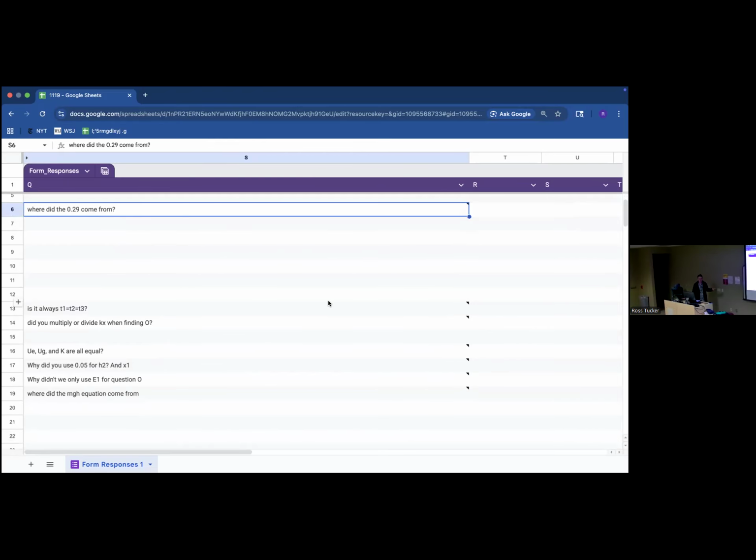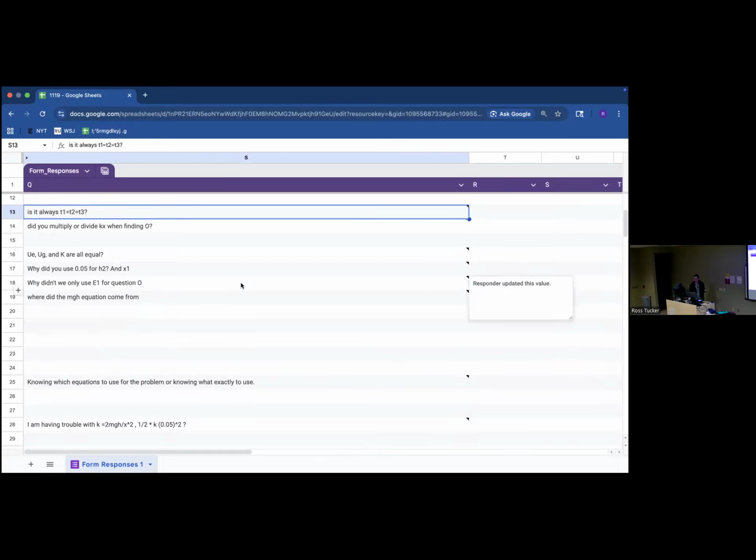Question 2, where did the 0.29 come from? Messy handwriting, sorry. You can deduce what that means because I wrote mgh equals the mass, 0.01 times 9.8, which I hope you know is g, times 0.25. What is 0.25? It's h.